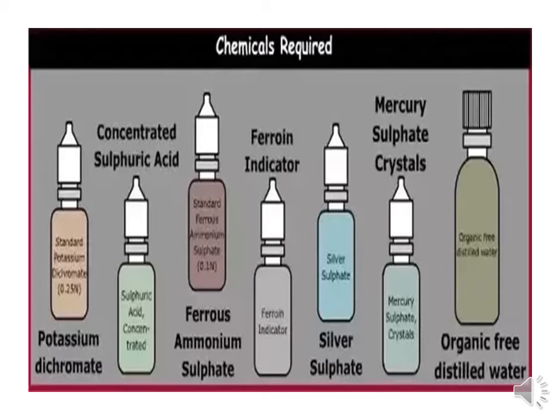And this is silver sulfate, which acts as a catalyst, and this is mercuric sulfate crystals, which are used to avoid chloride impurities which can react with the silver and allow the silver to precipitate as silver chloride. In order to prevent it, we use mercuric sulfate crystals, and this is organic-free distilled water, and these are all the reagents which we use in order to determine the COD.